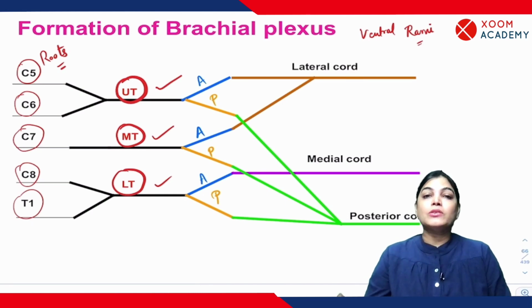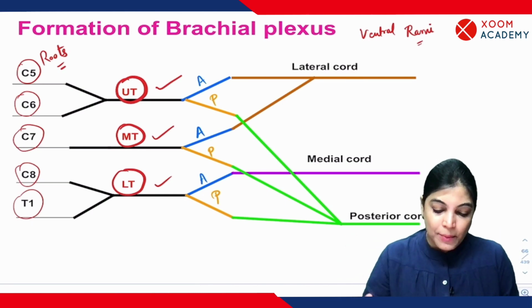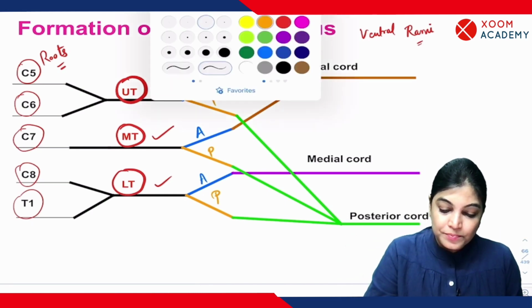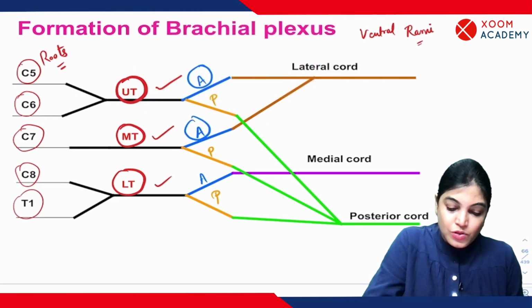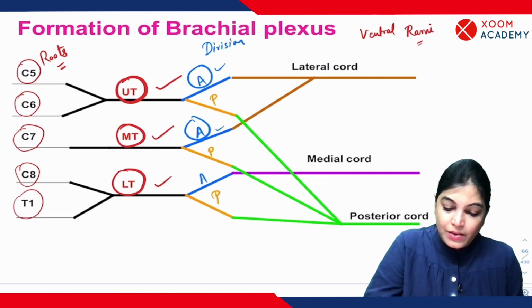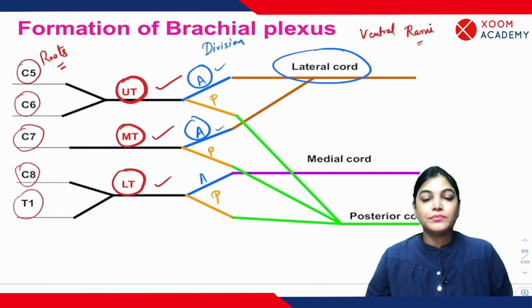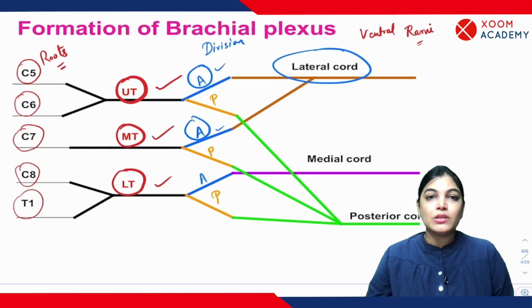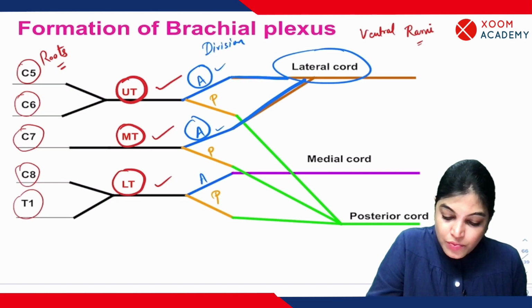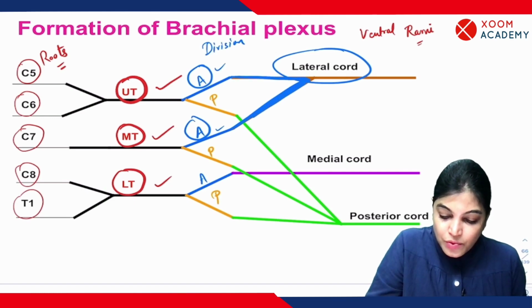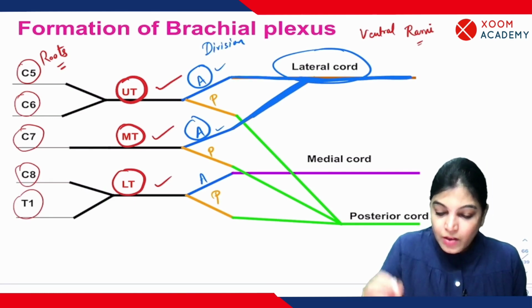Now, if I talk about the formation of cords, the anterior divisions of the upper and the middle trunks, these are the divisions, will join together to form the lateral cord. Got it?